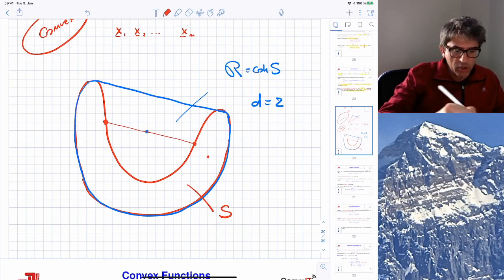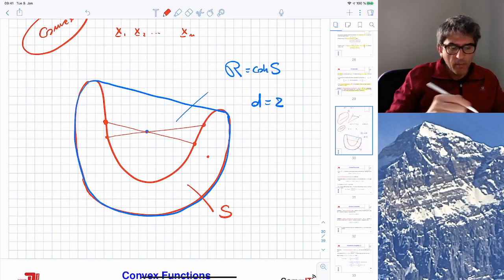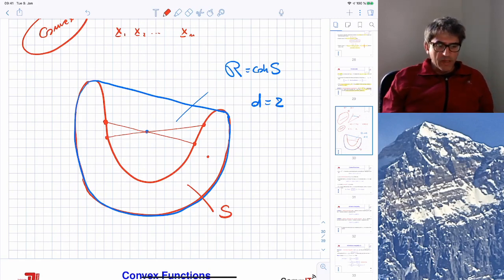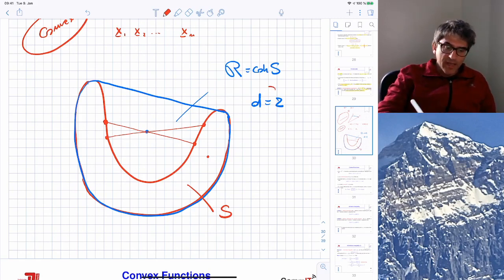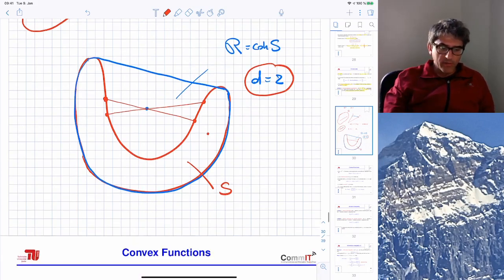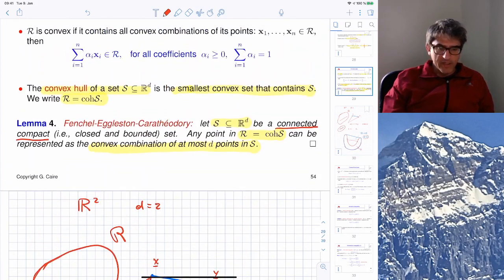Of course, this is not a unique choice. I could have picked other 2 points. So it's not a unique representation, right? But the theorem says you can do it. You can represent any point in the convex hull as the convex combination of at most D points of the original set, in this case D is equal to 2. That's an important result that will be used in certain results in information theory. So we put it here and use it later.